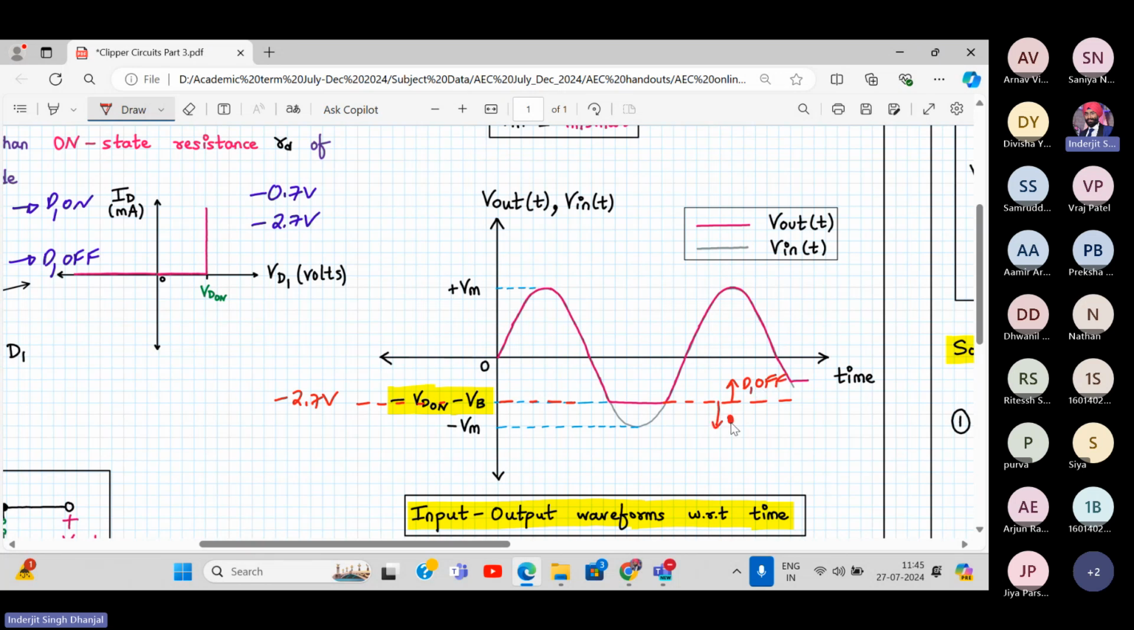Diode D1 is off. Below this level, the diode is on. And when the diode is on, the output voltage is at one level, minus 2.7. And when it is off, output follows the input. As simple as that.